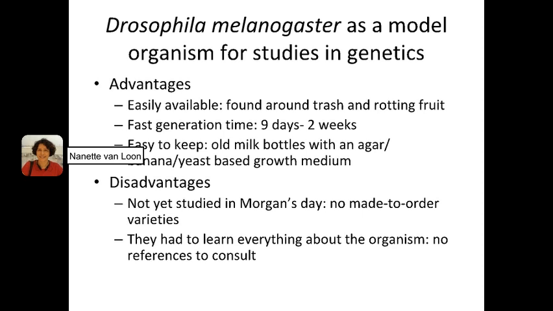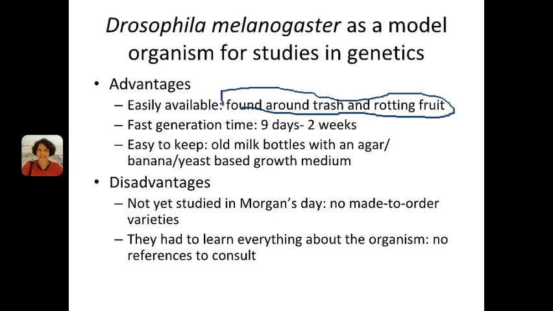What were the advantages and disadvantages of using the fruit fly Drosophila melanogaster as a model to do studies in genetics? Well, one of the main advantages is that they were free. You can find fruit flies around rotting fruit and around the trash, and if you set out some traps for them, like a piece of banana, and with a net, you can catch them.